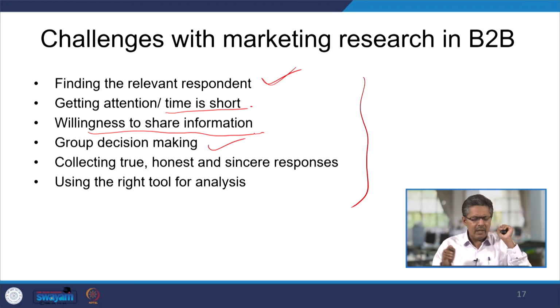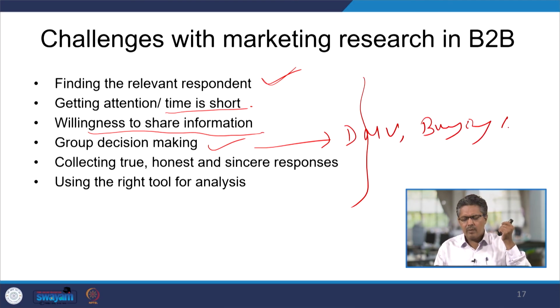And in B2B, the decisions are taken in a group, which we have already talked about as buying centers or decision making units, right, DMUs or buying centers. So, now the question is, if decision making is done in a group, who is the right person to talk to in the group? Who is the most powerful person in the group or the decision maker in the group? And then collecting true, honest and sincere responses. Now, this is a challenge with any industry, because how would you know that the people who have given you the response are telling the truth or not? So, what is the mechanism to check it, right.